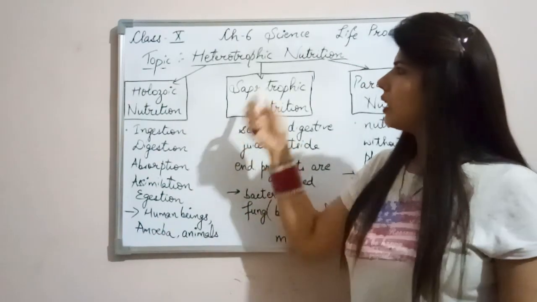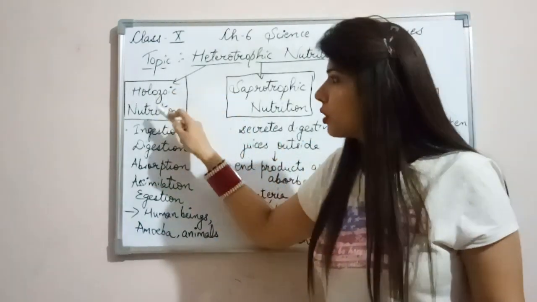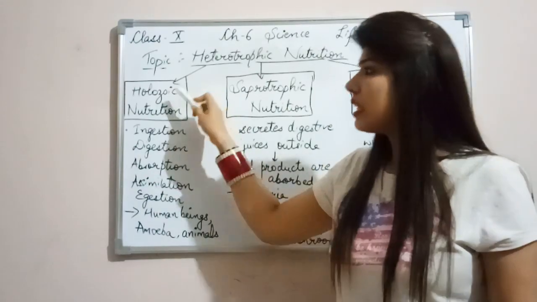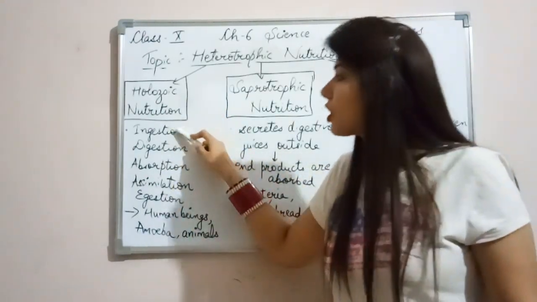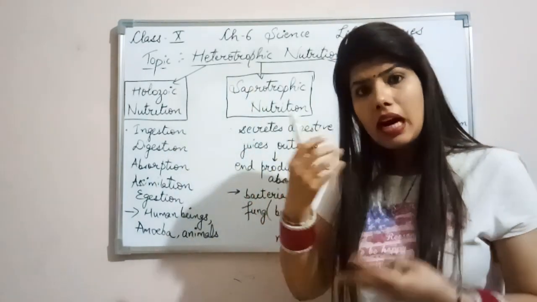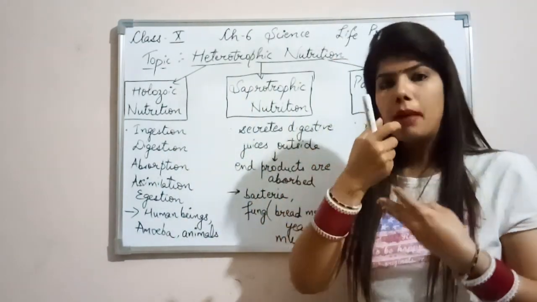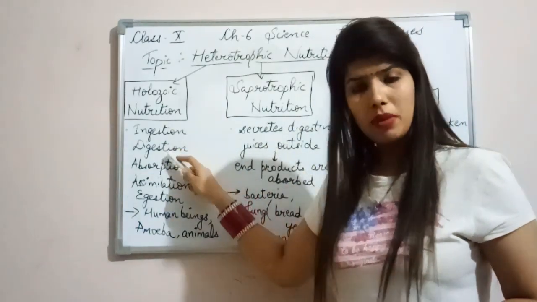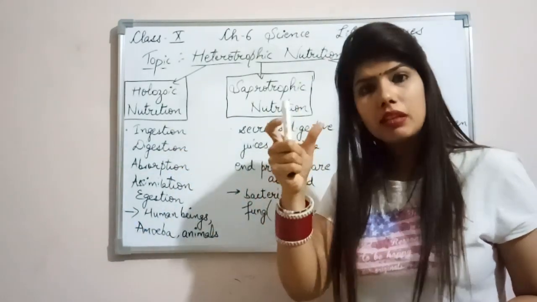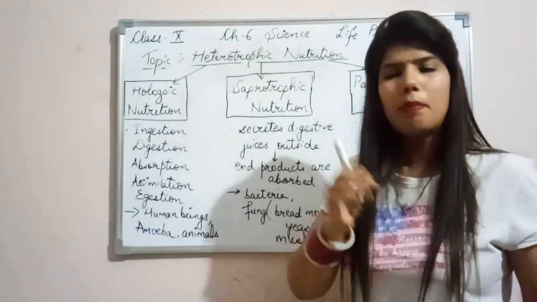Now starting with the types further. Holozoic nutrition. Keep in mind, in this type of nutrition, there are 5 steps that are followed. Ingestion. इसमें हम क्या करते हैं? खाना लेते हैं. We take it through the mouth. Ingest करते हैं. खाना लिया हमने. Then digestion. It means that particular food that we have taken is broken down into smaller particles.